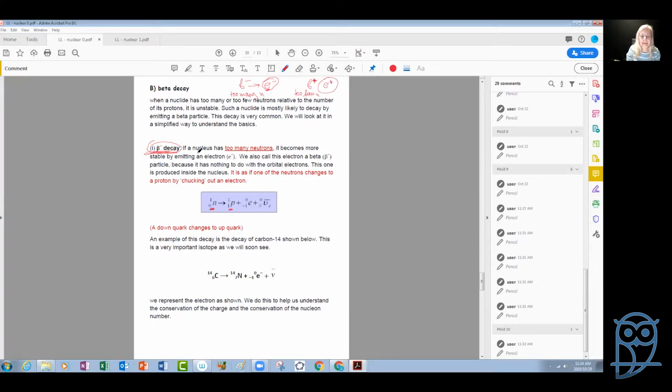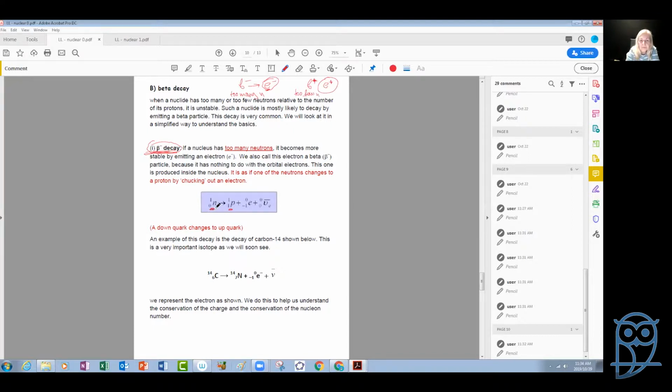Let us read what it says here in our text. If a nucleus has too many neutrons, it becomes more stable by emitting an electron. We also call this electron a beta minus particle because it has nothing to do with the orbital electrons. This one is produced inside the nucleus. It is as if one of the neutrons changes to a proton by checking out an electron, and we can write this as a reaction like that.